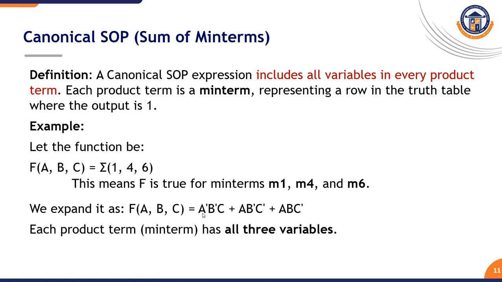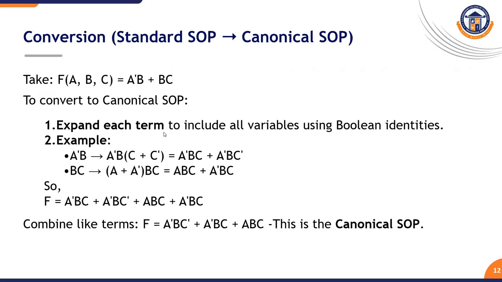So 0 will be represented by A dash and B dash, 1 is represented by C, 4 will be 1, 0, 0. So A, B dash, C dash, and 6 will be 1, 1, 0. So A, B, C dash. So each product term has all the 3 variables used in the truth table. So it is A, B, C. So this is called as canonical sum of product.